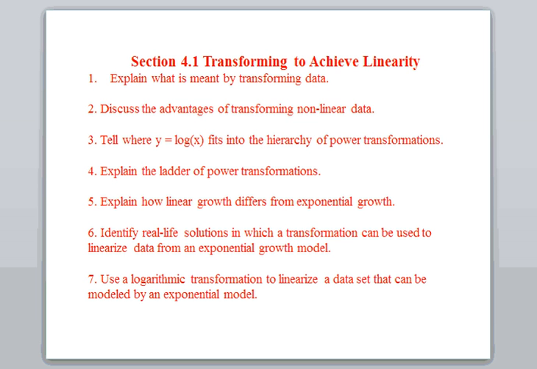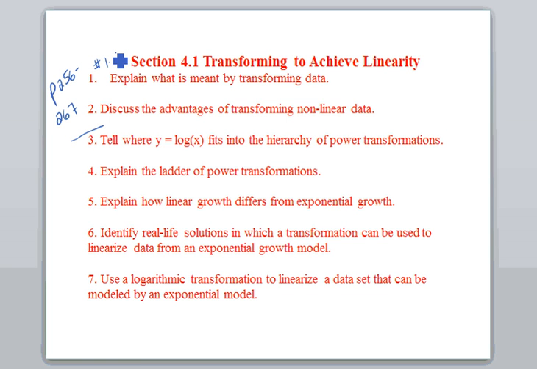For section 4.1, the specific objectives here, there's 9 in total. Explain what is meant by transforming data and discuss the advantages of transforming nonlinear data. This is a subcategory in your reading here. As you go through, we do practice. These are supported on pages 256 to 267. And some of the book problems that we're going to do that support these first two would be 1 through 4.